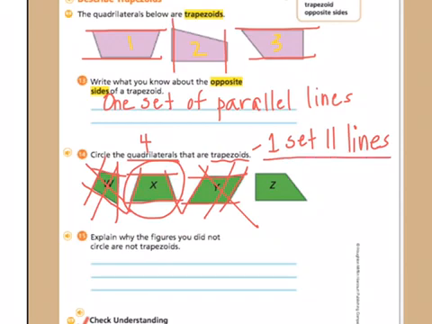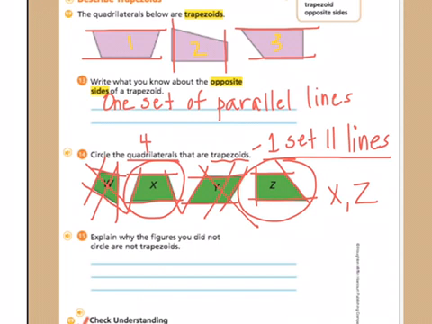Let's look at Z. Let's see. This side and this side will eventually cross up here. Let's look at the top and the bottom. Yep, Z is definitely a trapezoid, so we know that X and Z are quadrilaterals that are trapezoids. And how do we know? Well, it says explain why the others are not.